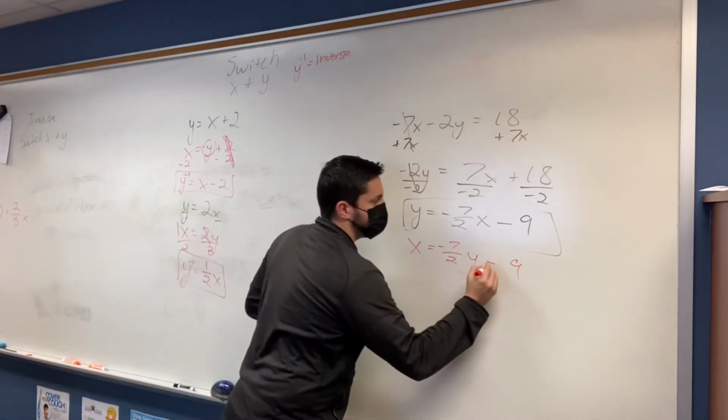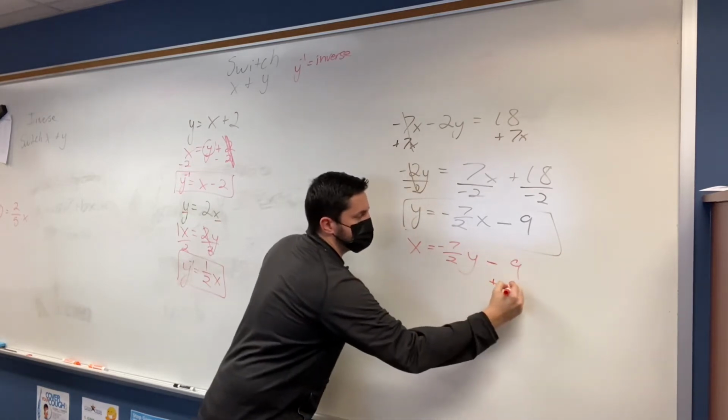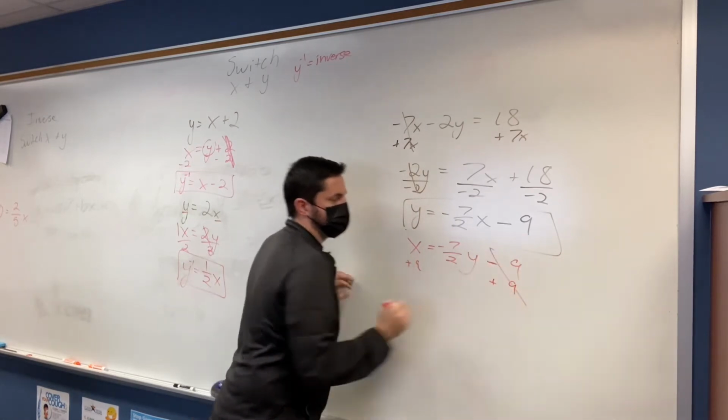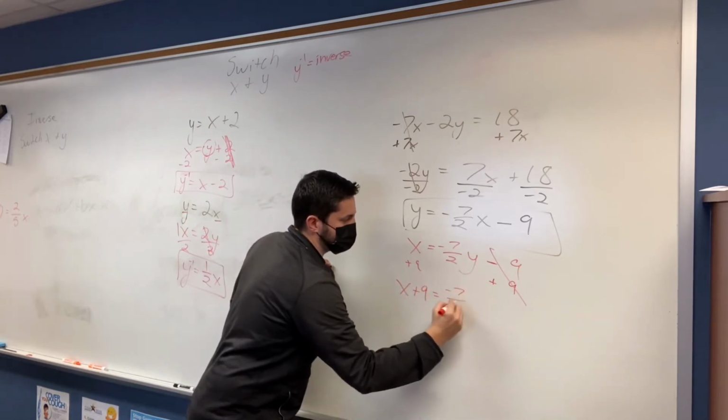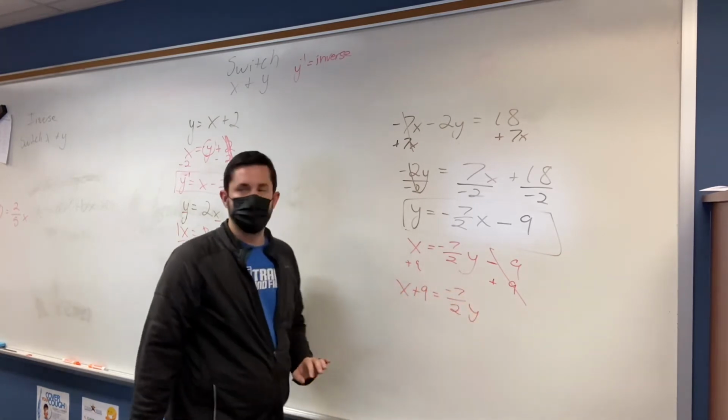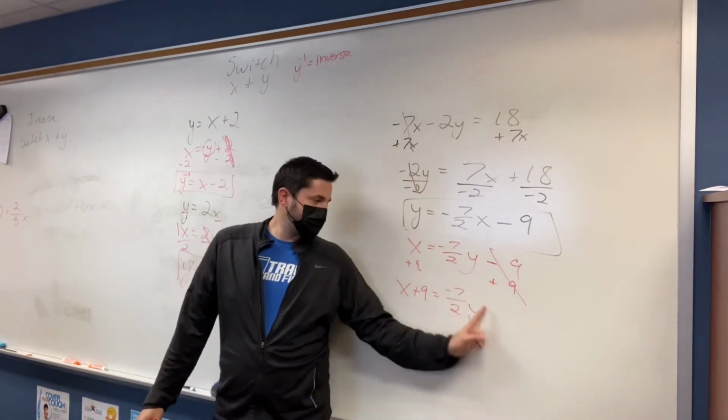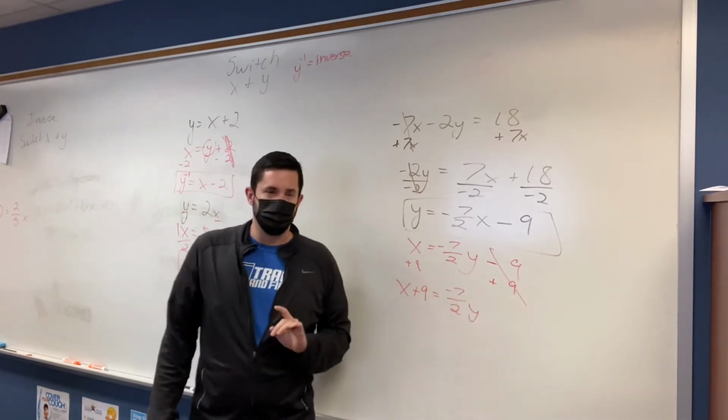Add 9 to both sides. We got a -9 over here. I'm going to add the 9. I'm going to add the 9. Cool. Now I have x plus 9 equals -7 over 2y. Cool. Okay. This looks nasty, but it's not, and let me explain why.